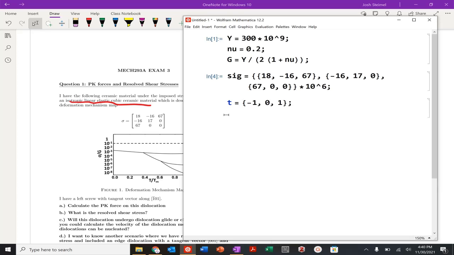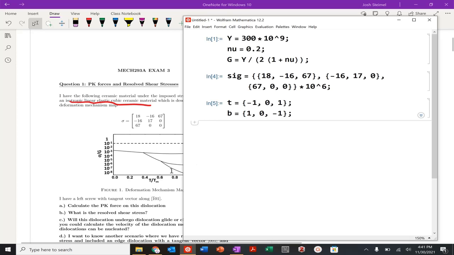I know that my Burgers vector, if it's a left screw, is going to be anti-parallel, so it is going to be 1, 0, minus 1. So there we go. And my normal is going to be a little bit problematic because it's basically a PK force. But anyways, we've got that. All right, so now let's see what the problem is actually asking us.